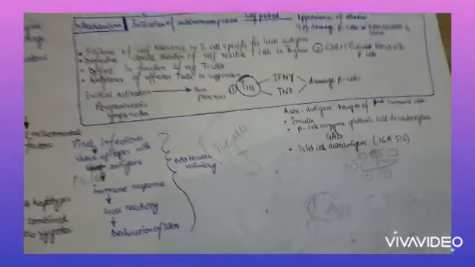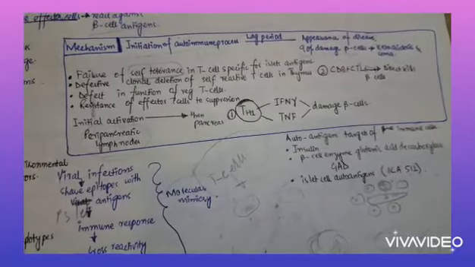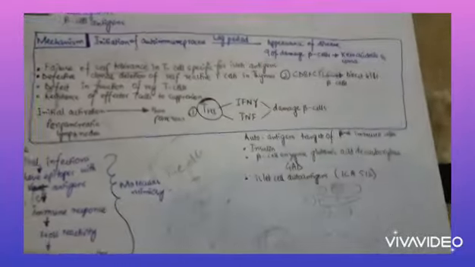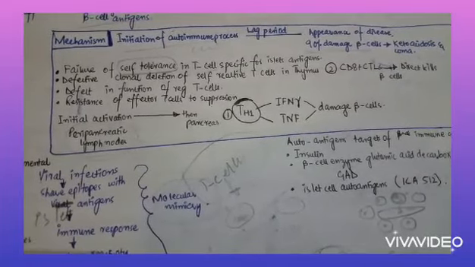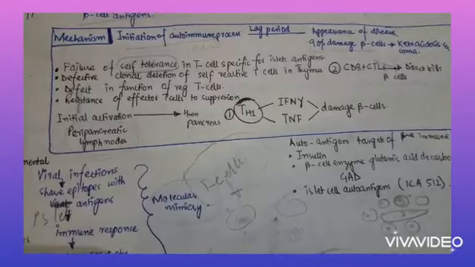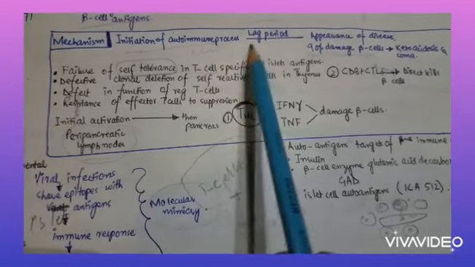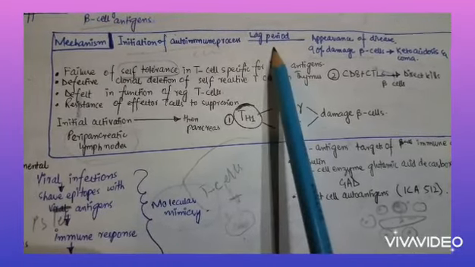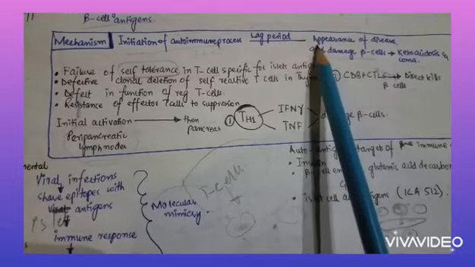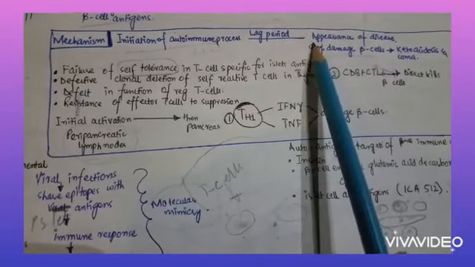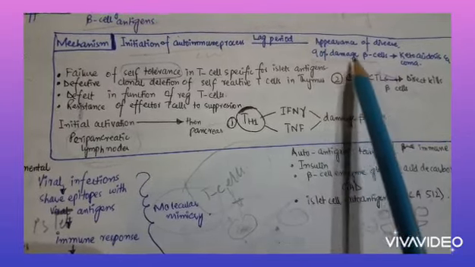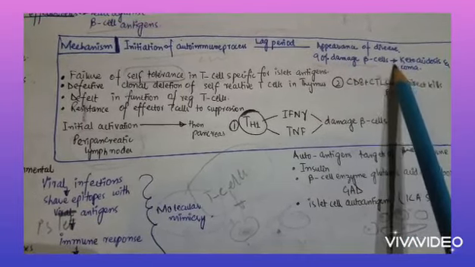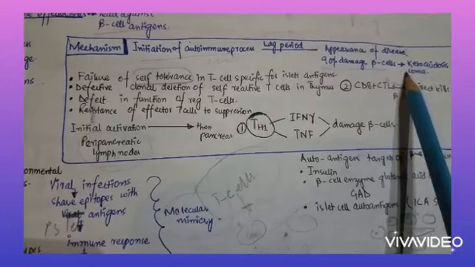So, what is the mechanism of the destruction of the beta cells? First of all, as I have told you earlier, initiation of the autoimmune process takes place in childhood, and it takes a long lag period to destroy the beta cells, and it manifests at puberty when 90% of the beta cells have been damaged, and the acute metabolic complication is ketoacidosis, which results in coma.